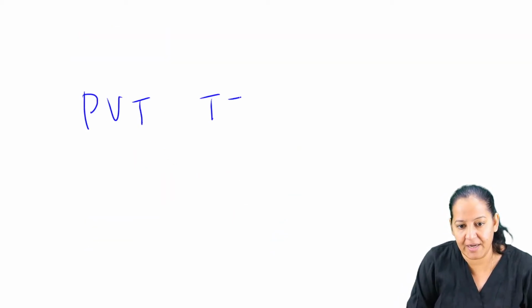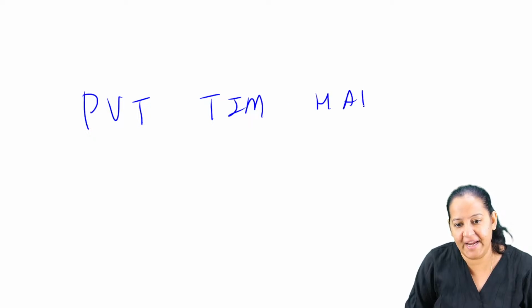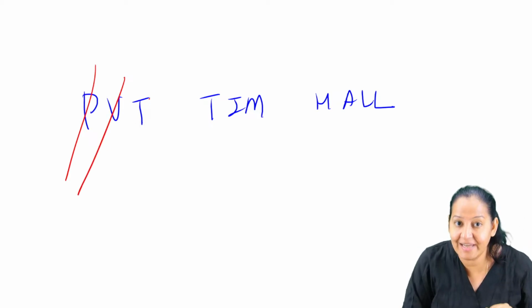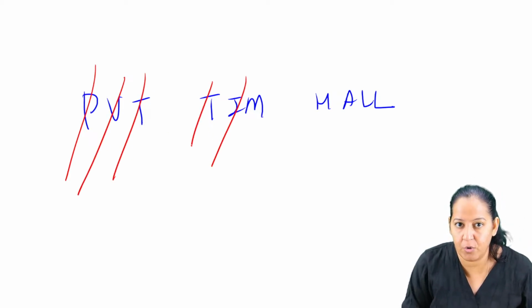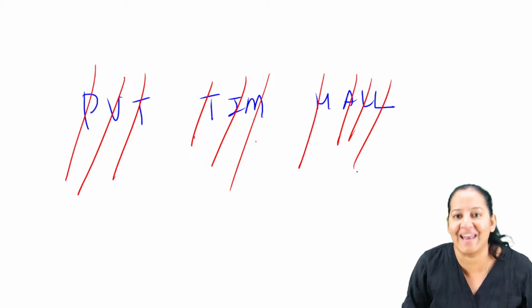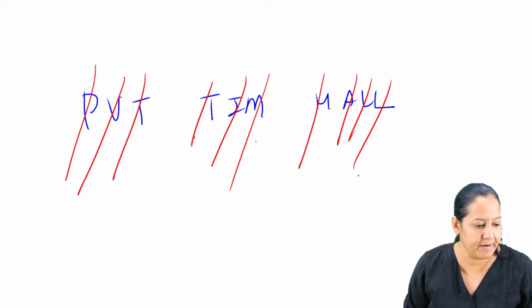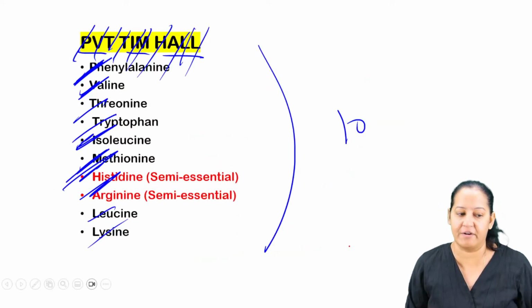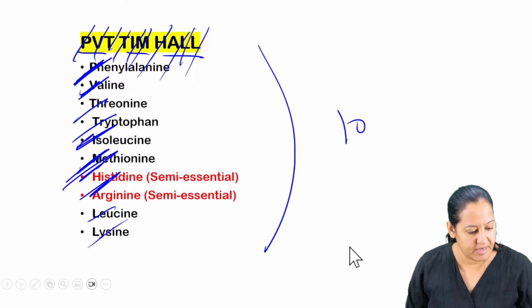PVT. Okay. Tim. HALL, Hall. Say the full form. Phenylalanine, valine, threonine and tryptophan. Isoleucine, methionine, histidine, arginine, leucine, lysine. So these are the 10 amino acids you can see. The 10 amino acids are in front of you. These all are 10 amino acids.